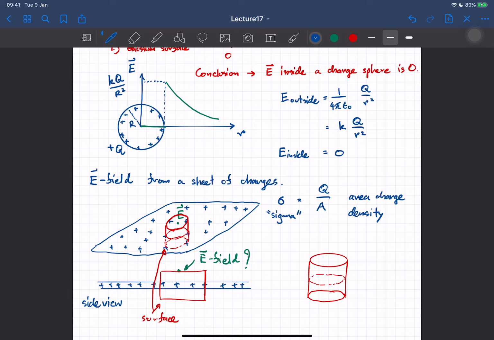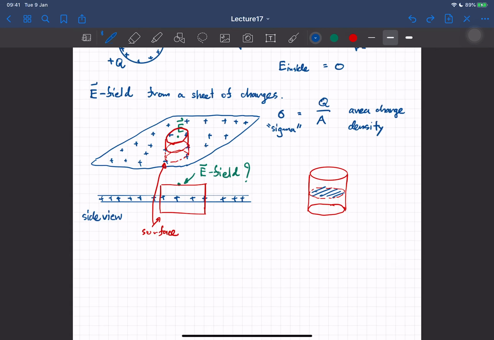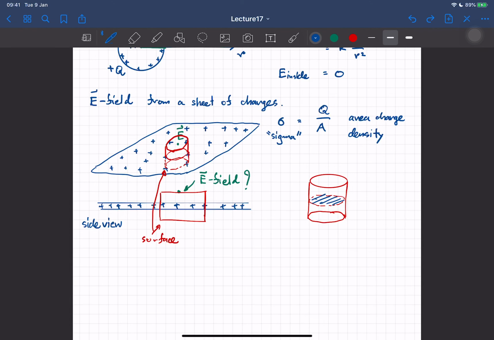Okay, so this is the sheet inside the cylinder, and this lid is here, this lid is here. Right, so hopefully this is clear enough to understand what I'm trying to do here. Okay, so this red cylinder is my Gaussian surface. And I draw it like this. So I draw it such that the lid area is given by small a.